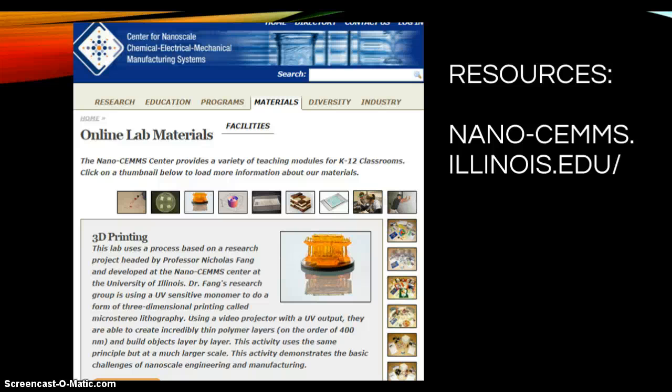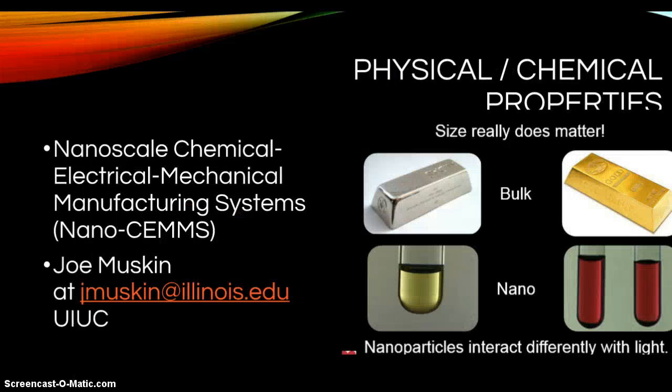An additional resource, which is really great to use and has many activities, is the NanoSEMS resource from the University of Illinois at Urbana-Champaign. Joe Muskin, a professor in the Materials Science and Engineering College, is really helpful. I love this activity he has with physical and chemical properties of silver and gold nanoparticles. When I inquired about some of the materials that were very expensive, he happened to have several items to give me free of charge. He is really a great help.